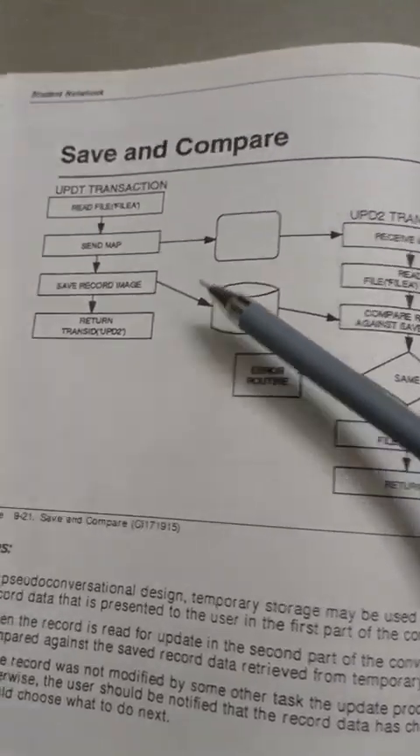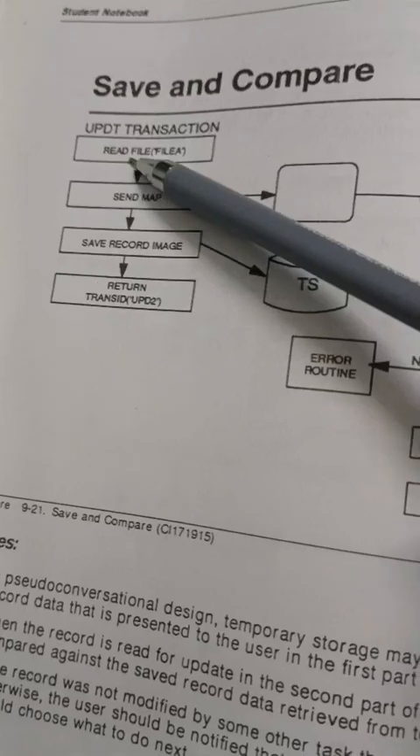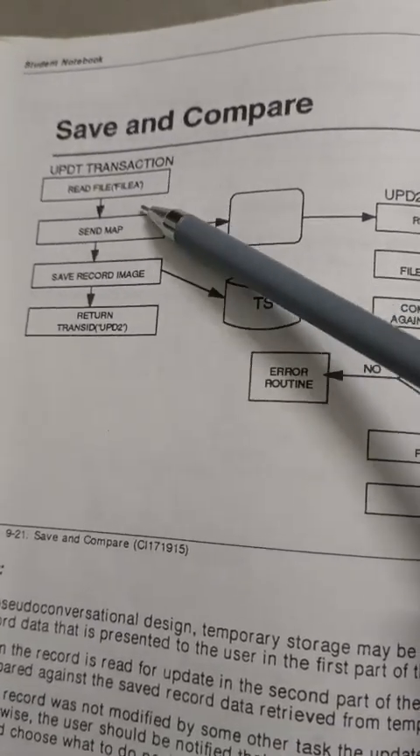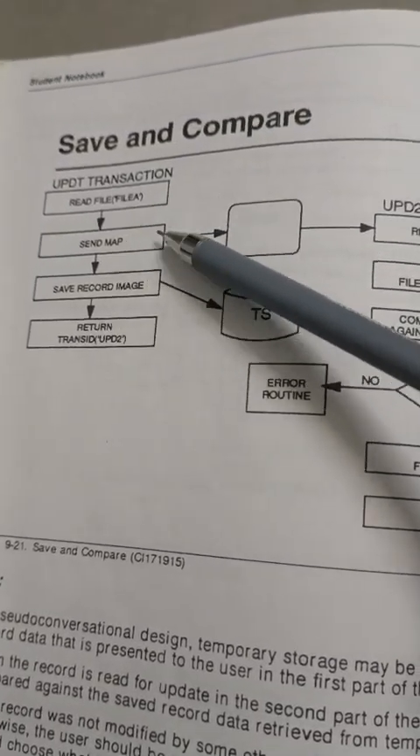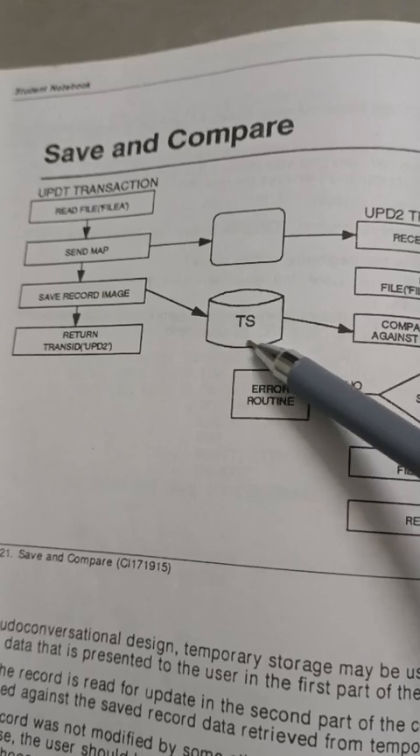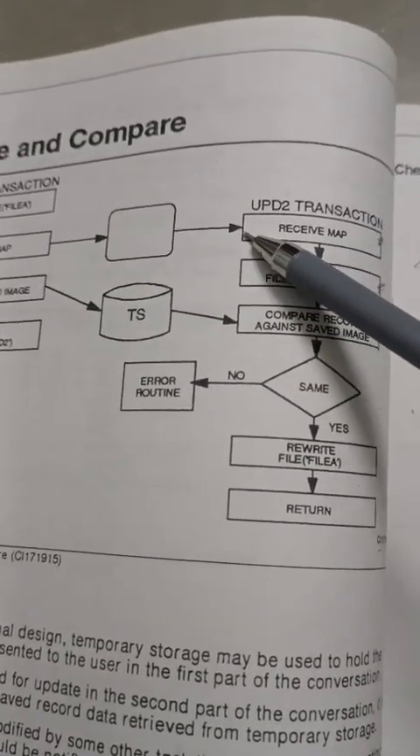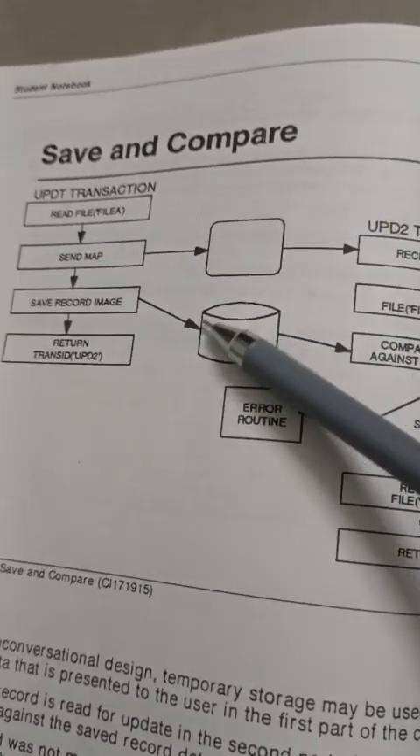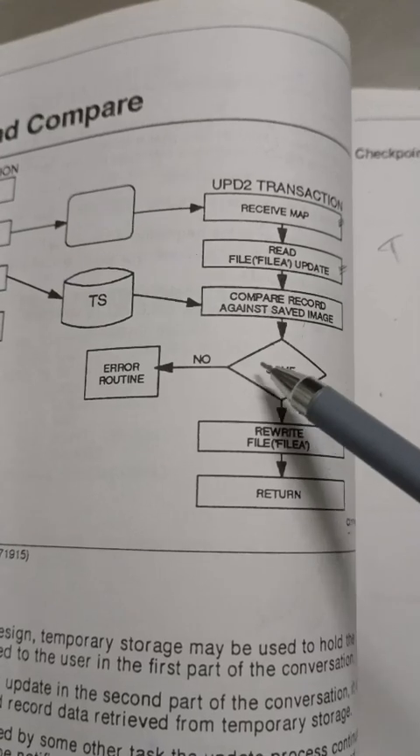This is a temporary storage queue, and whenever you are doing two types of transaction update, this is the update transaction and this is the update 2 transaction. Here I am going to read the file and send the map, and after sending the map it will be stored in the temporary storage queue. Similarly, when another transaction reads with the same type of update, after saving the record the queue is read and compared to the saved record.